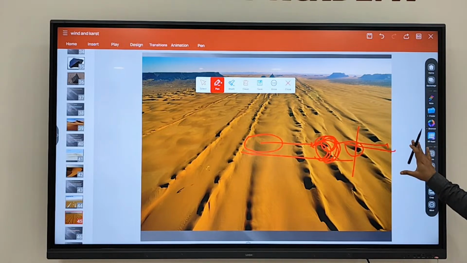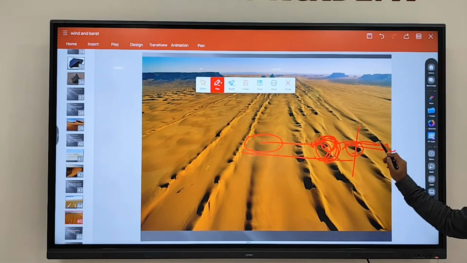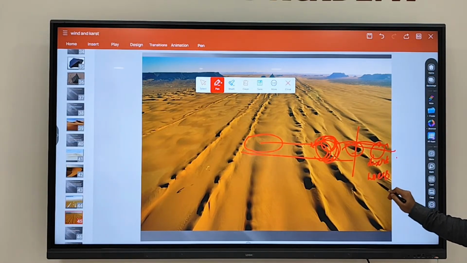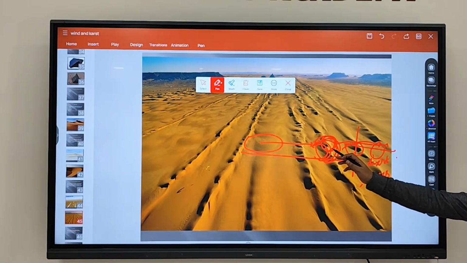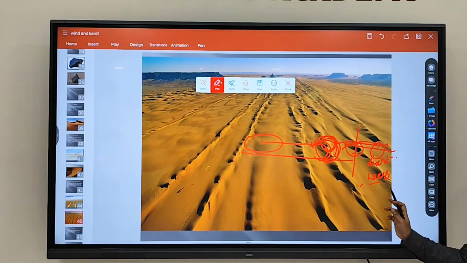They can also move it outside of the desert limit. So when wind takes the sand particles outside of the desert limit and deposits them over there, then it is going to be referred to as loess.